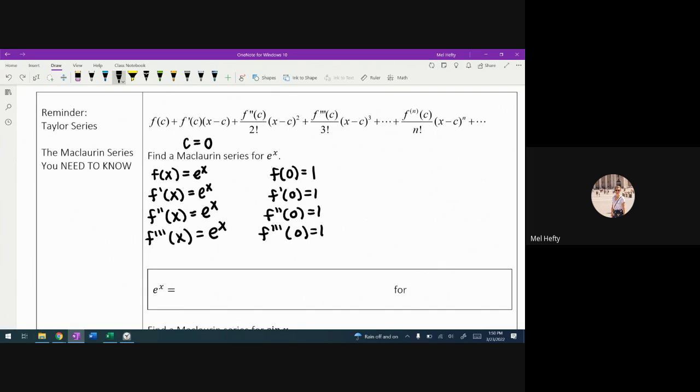All right, so what is the first term of this series? 1. What is the next term of this series? 1 times x minus 0. So I'm going to simplify all that to x. All right, what's the next term? Over 2 factorial. x squared over 2 factorial. I'm going to write it that way just to be nicer. I think it looks pretty. That's how textbooks write it. All right, I'm going to do one more, and I think we're going to get the pattern.